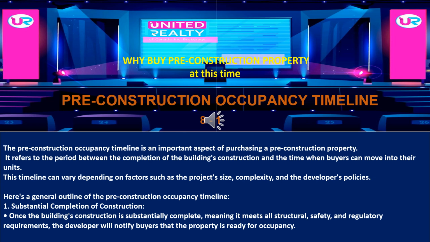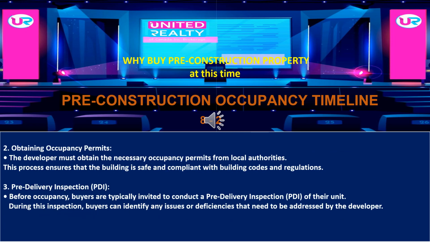1. Substantial completion of construction. Once the building's construction is substantially complete, meaning it meets all structural, safety, and regulatory requirements, the developer will notify buyers that the property is ready for occupancy. 2. Obtaining occupancy permits. The developer must obtain the necessary occupancy permits from local authorities. This process ensures that the building is safe and compliant with building codes and regulations.